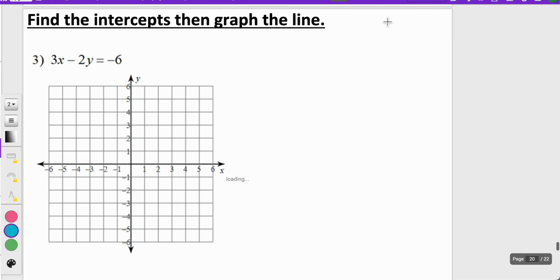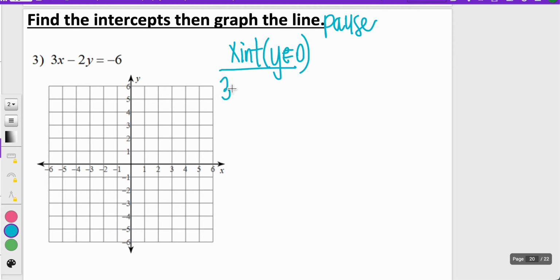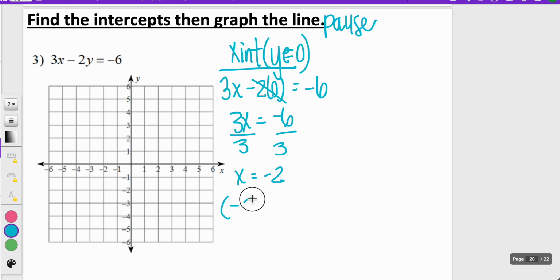All right, by this point, we want to try some on our own. So let's go ahead and pause the video here. Click play whenever you're done trying it to check your work. First one we're starting with is our x-intercept, where y is equal to 0. So let's do 3x minus 2 times 0 is equal to negative 6. These cancel out, so 3x is equal to negative 6. Dividing both sides by 3, I'm going to get x is equal to negative 2. So that plotted point would be at negative 2, comma 0.